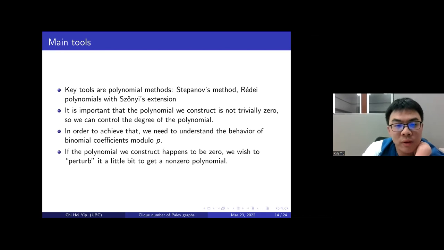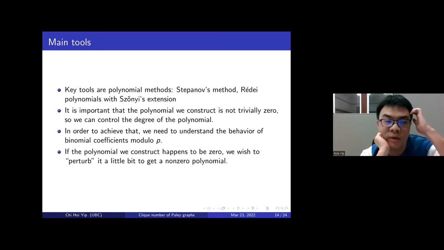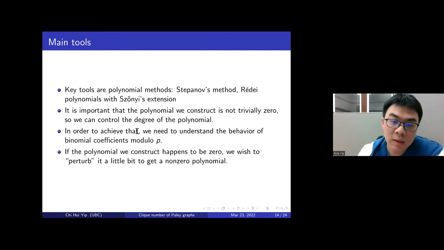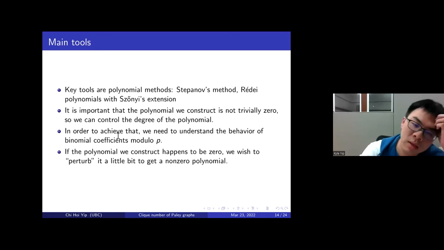Because we are working over a finite field, we have to pay extra attention to the polynomial we construct. If we consider those polynomials embedded in R, then it's okay, it's always non-zero. But in F_p, the characteristic is p, so it's possible that the polynomial we constructed is actually zero because all coefficients are divisible by p. That's something we have to pay extra attention to. Roughly speaking, for this kind of polynomial, it comes from some binomial expansions, so we have to understand the behavior of binomial coefficients modulo p.